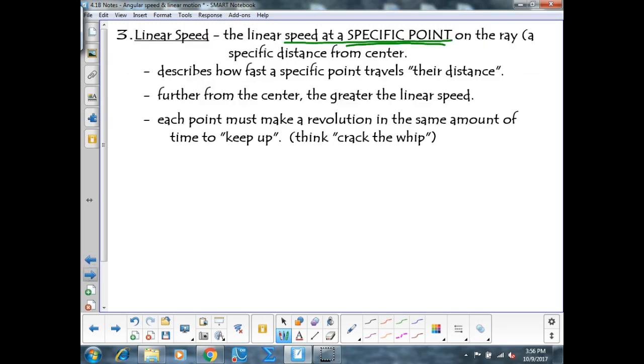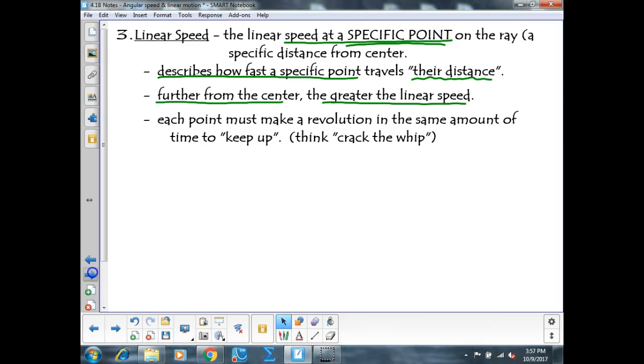So in order to determine a linear speed, you have to pick a specific point along the ray. And then this linear speed describes how fast that specific point travels, depending on how far away they are. So the further you are from the center, the greater your linear speed. One way to get a feeling for this is thinking that every point along the ray must make the same revolution in the same amount of time in order to keep up. So the person on the end is going much faster.